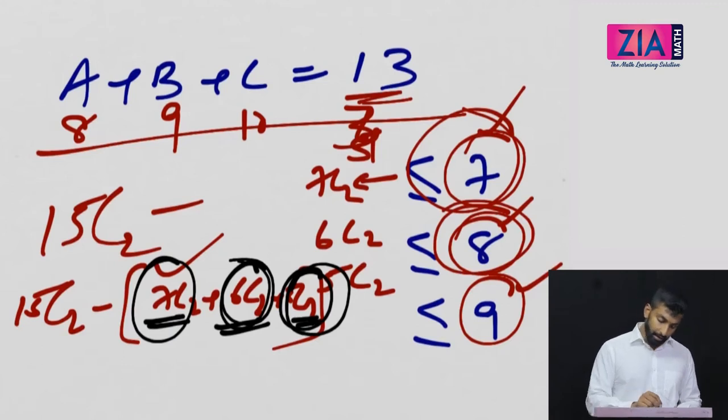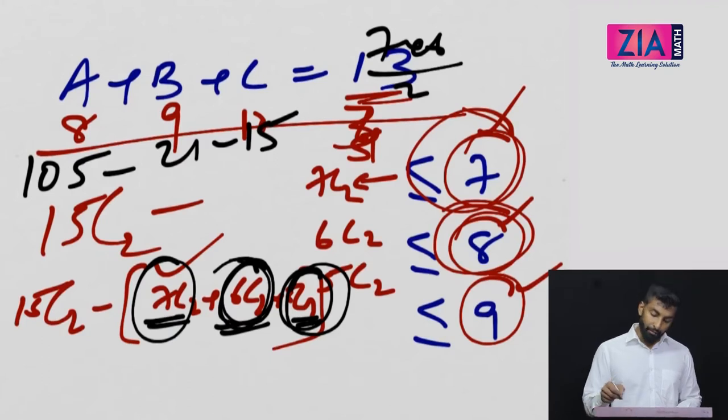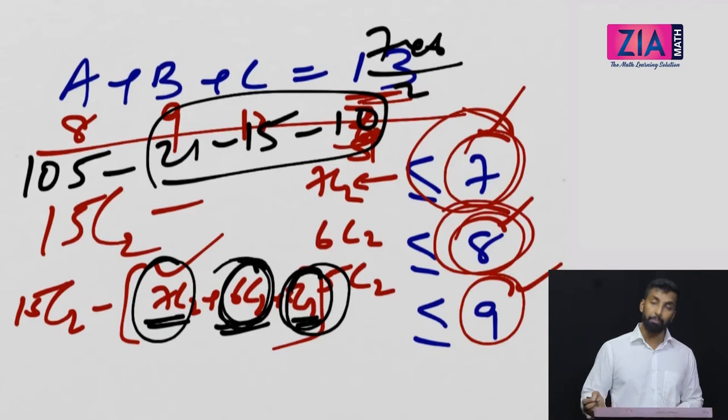Now if you need to get the answer, 15C2 is nothing but 105, right? 7C2, how will you write? 7 into 6 divided by 1 into 2, that is nothing but 21. Now 6C2, how will you write? 6 into 5, that is 30, 30 divided by 2, 15. 5C2, how will you write? 5 into 4, 20 divided by 2, that is 10, right? So subtract 46. 105 minus 46, you will get 59 as your answer.